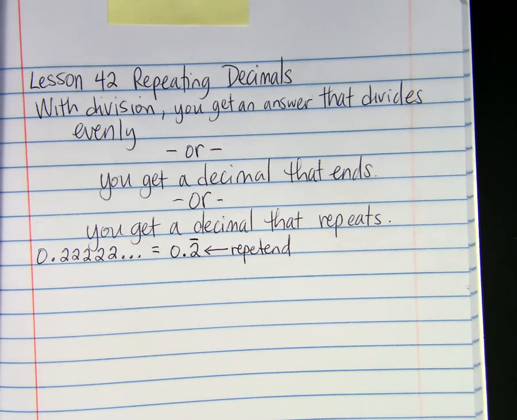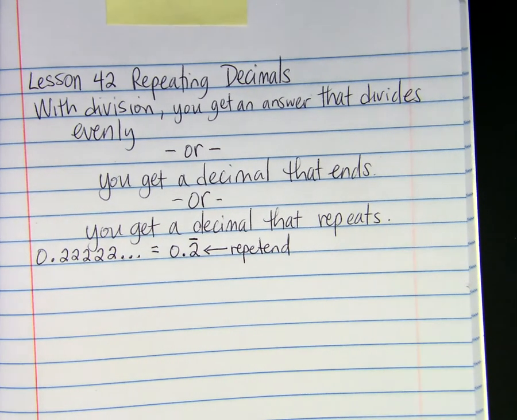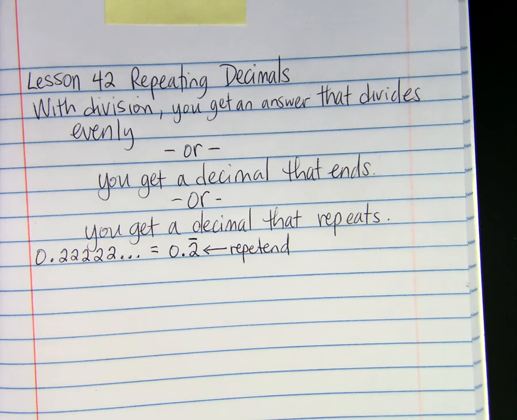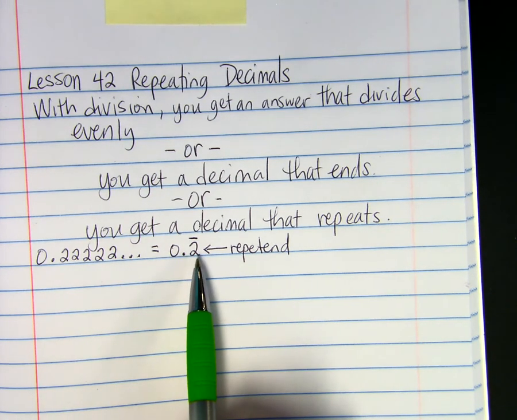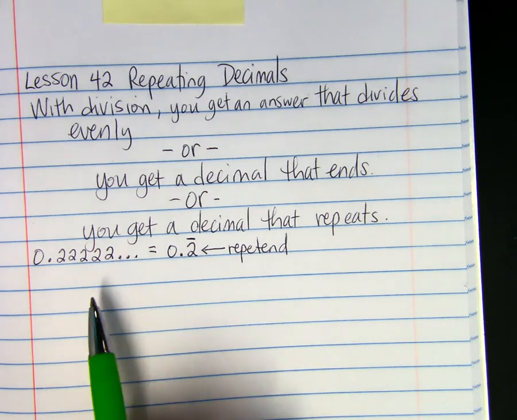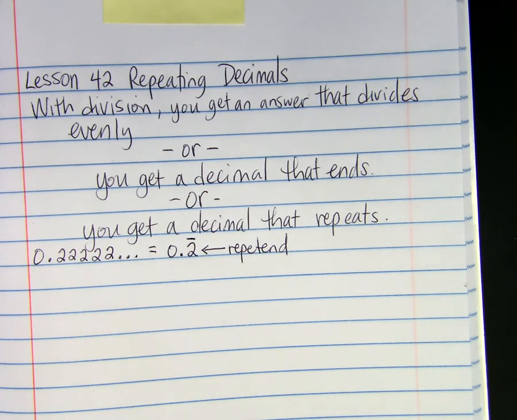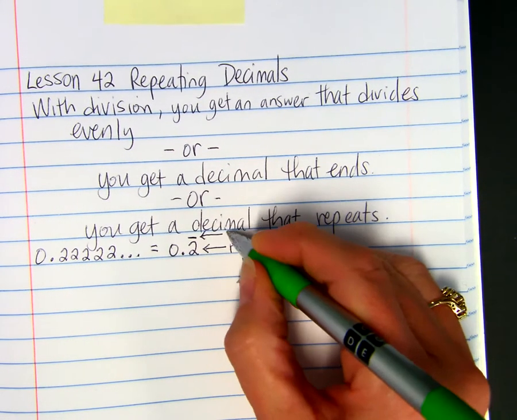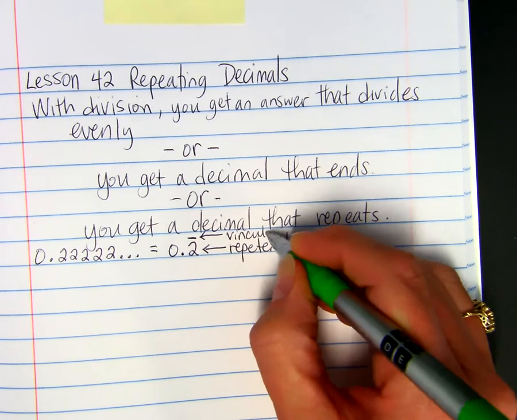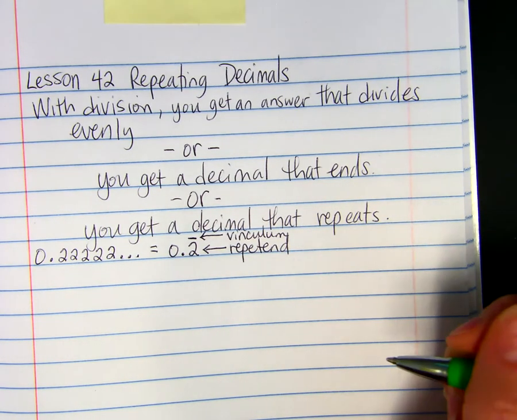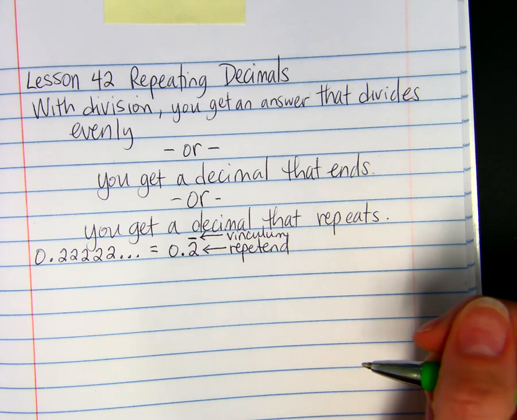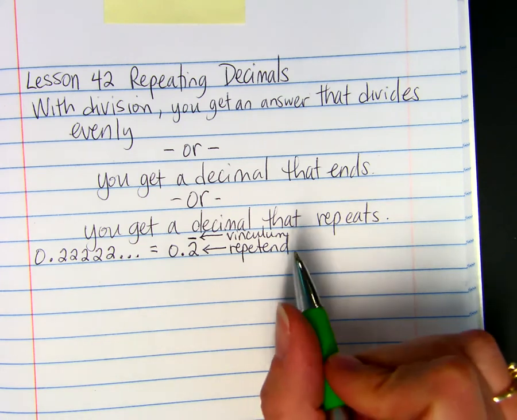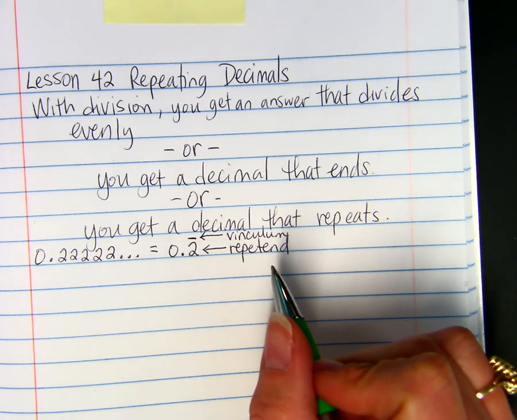Now some of you may have learned that you could do like 0.22 with the vinculum. You only write the repetend once. So since 2 is what is repeating, you write the 2 just one time and then put the vinculum over it. So this little bar right here is called the vinculum. Have you guys heard that word before? Vinculum? No? Okay. Can you say it then? Vinculum. Vinculum. Okay.